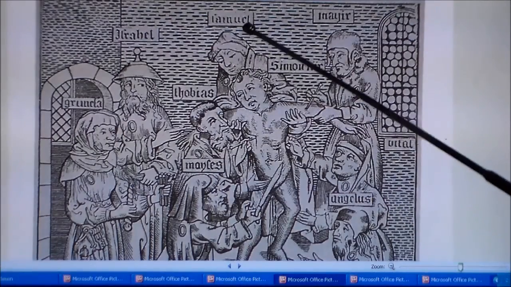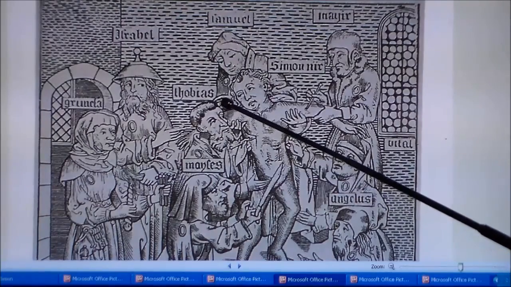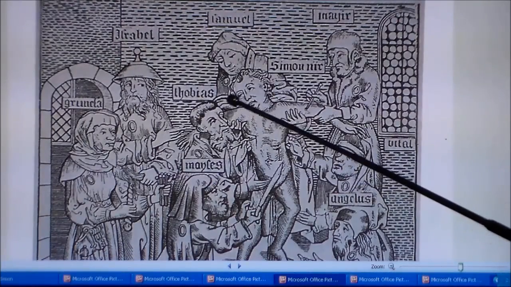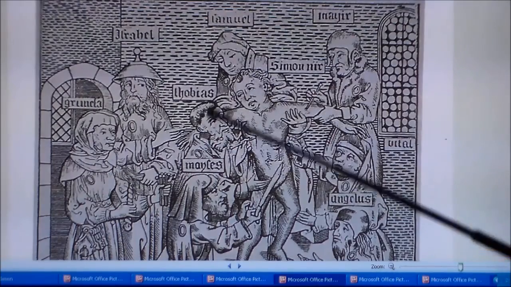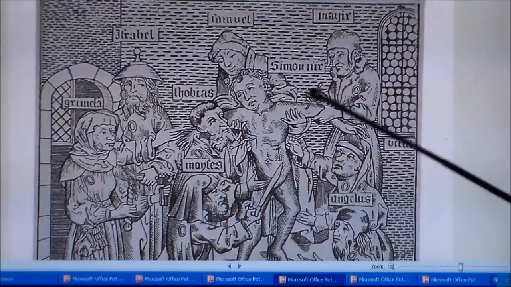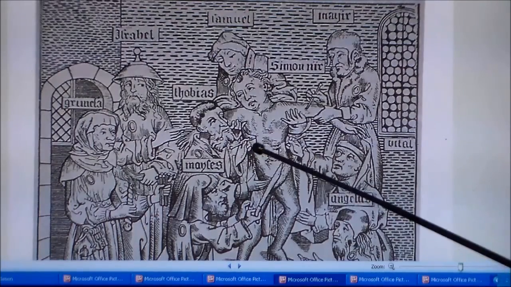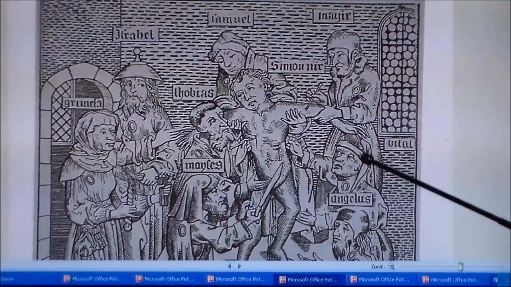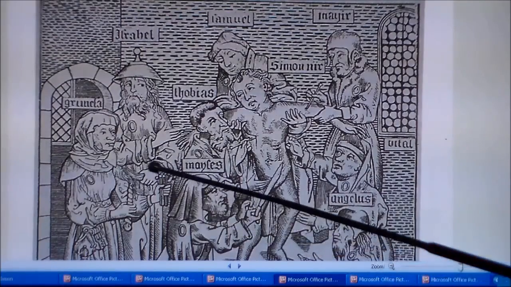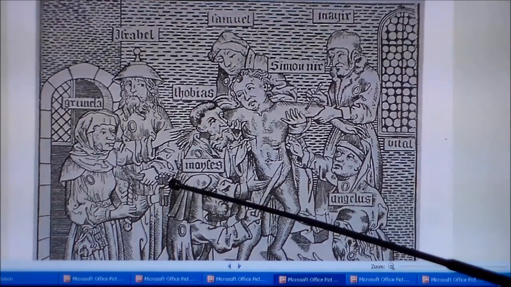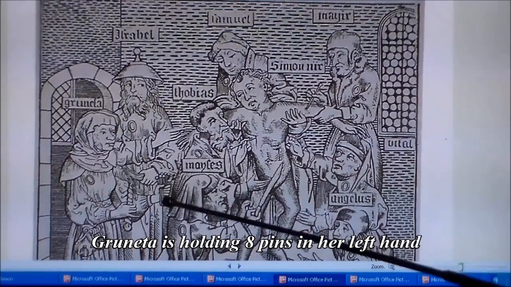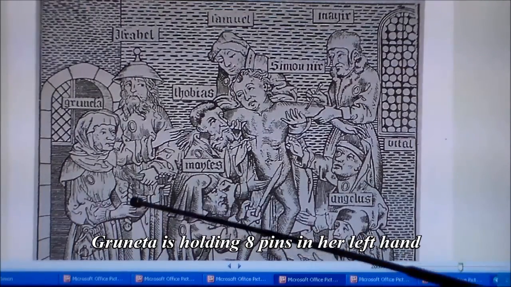Now, right here, this fella here who they call Samuel, he's got something open right here. This is what I believe is a book, which we'll see why after a while. And it's laying on Simon's back. And you see the circular Jewish badge here, here. And you'll notice that these guys here are poking Simon in the side, in the arms. They're poking him with these needles or these pins that Grunetta is holding here. All right, now, Grunetta is holding, let's count these pins. There's 1, 2, 3, 4, 5, 6, 7, 8. Appears to have 8 pins in her left hand here. And right here she's holding a candle.